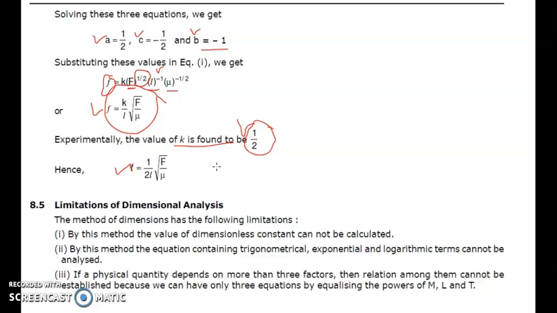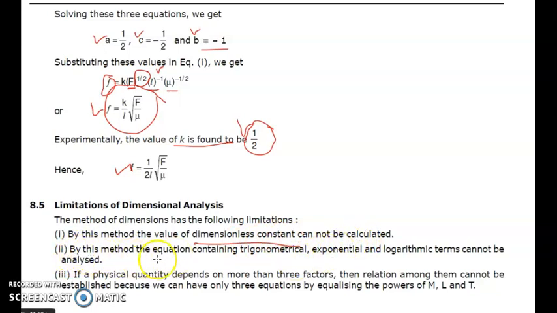Okay. Now the next part is limitations of dimensional analysis. This is the last topic of this chapter, units and dimensions. The method of dimensions has the following limitations. By this method, the value of a dimensionless constant cannot be calculated. As we've already discussed, if the constant is given to you, then you will simply put the value in this equation. If the constant is not given to you, you cannot do anything about it. You will simply write K as its substitute. So the dimensionless constant's value cannot be calculated from this.